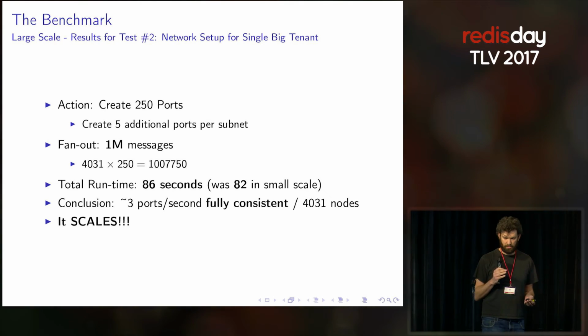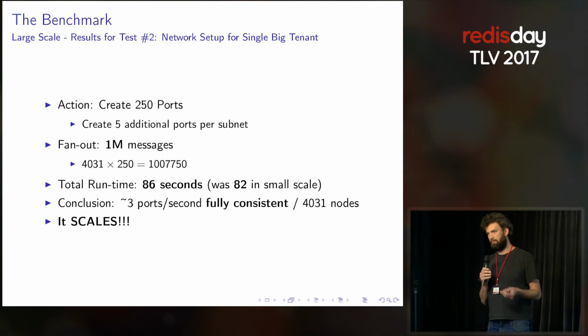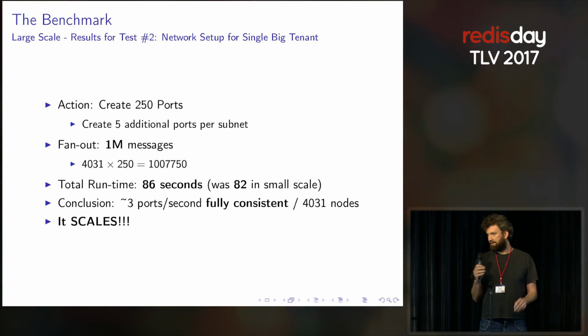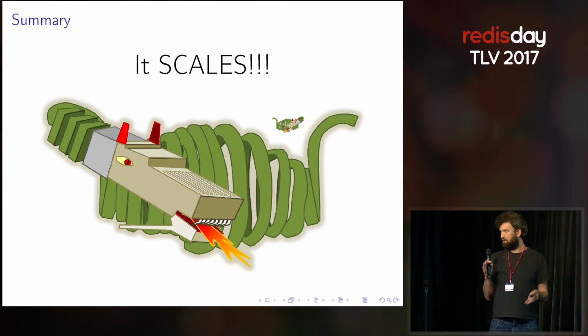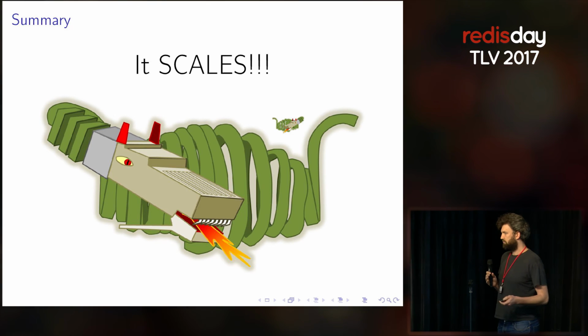So we still have 3 ports per second. It is still faster than the time it takes to set up a VM. It is still comparable with the time it takes to set up a container. And it still scales, which is great. So this is the main conclusion. It scales.